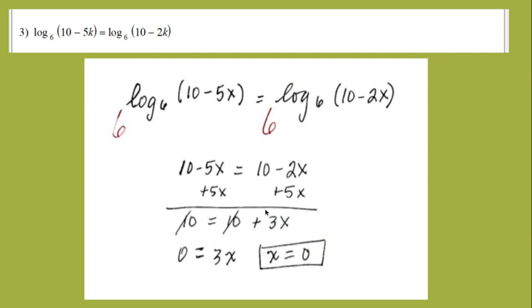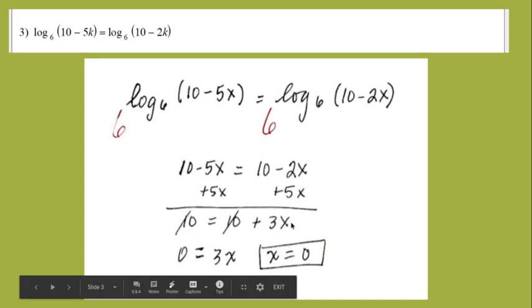All right, from here it's pretty straightforward. My 10s cancel out. I'm going to swing my smaller number, or my bigger negative, over to the other side so that I'm dealing in something positive. I end up with 0 is equal to 3x. 0 divided by 3 is 0, so my final answer is 0.